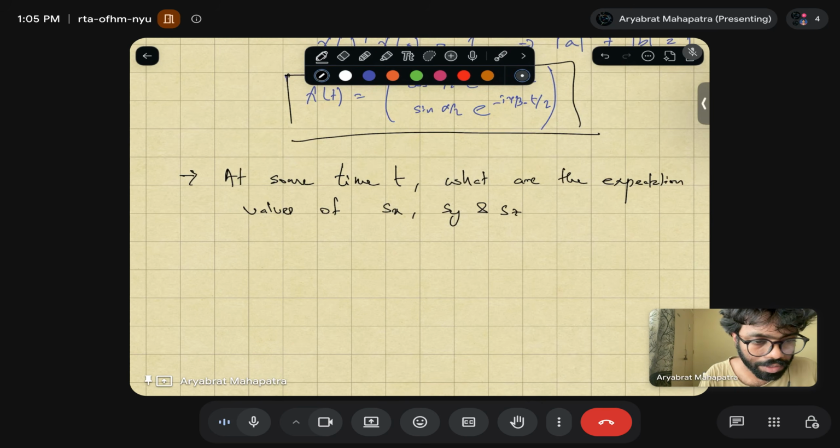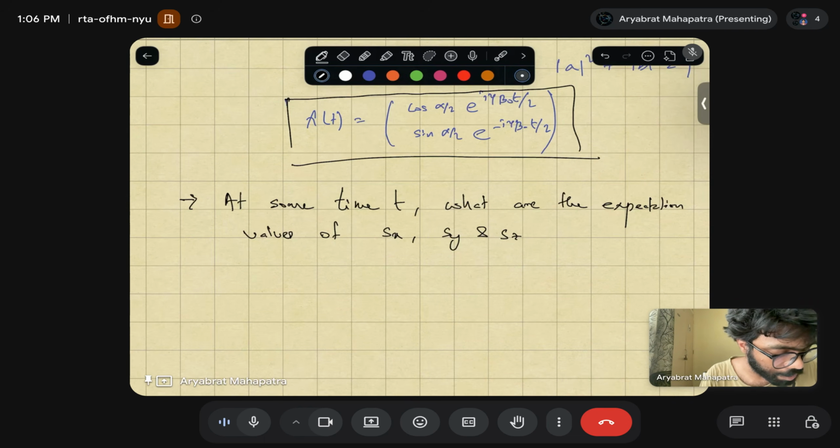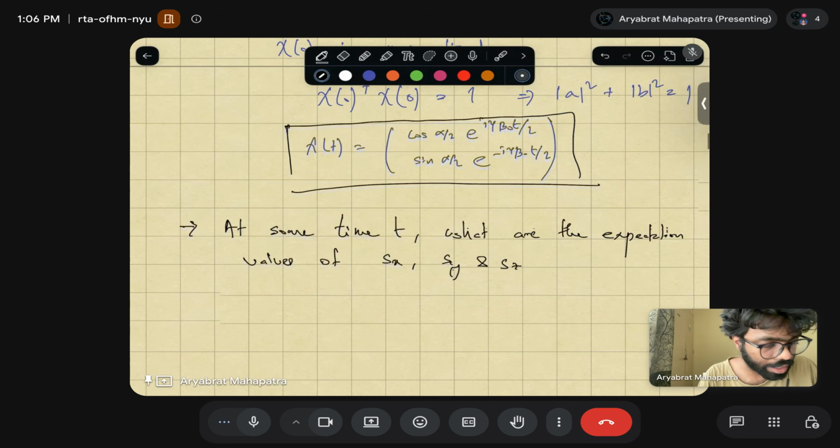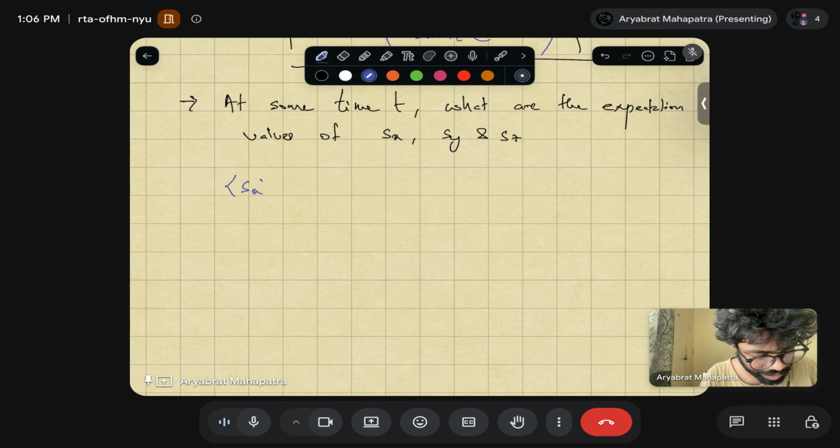For the expectation value, we use a state to calculate it. So if we want to know the expectation value at some time t, we will use this state, the state at time t. Suppose we want to know the expectation of Sx, then it will be chi of t, Sx, chi of t.